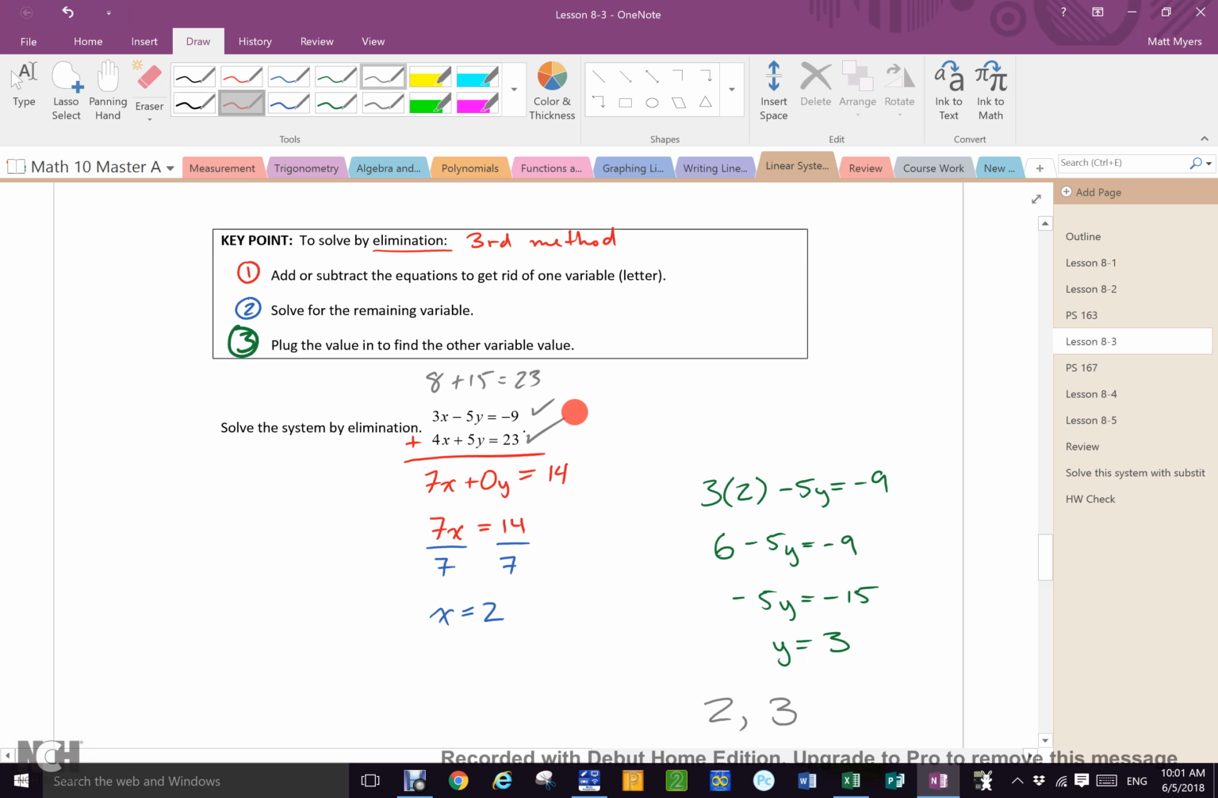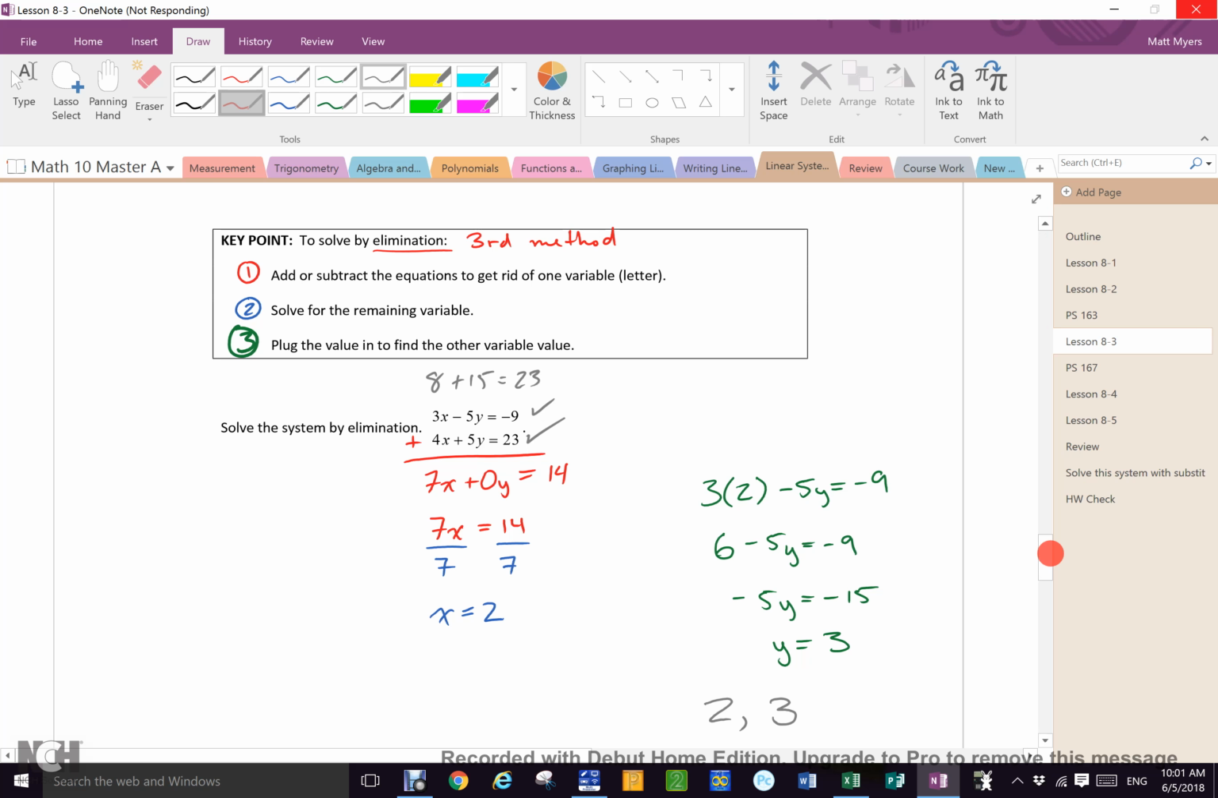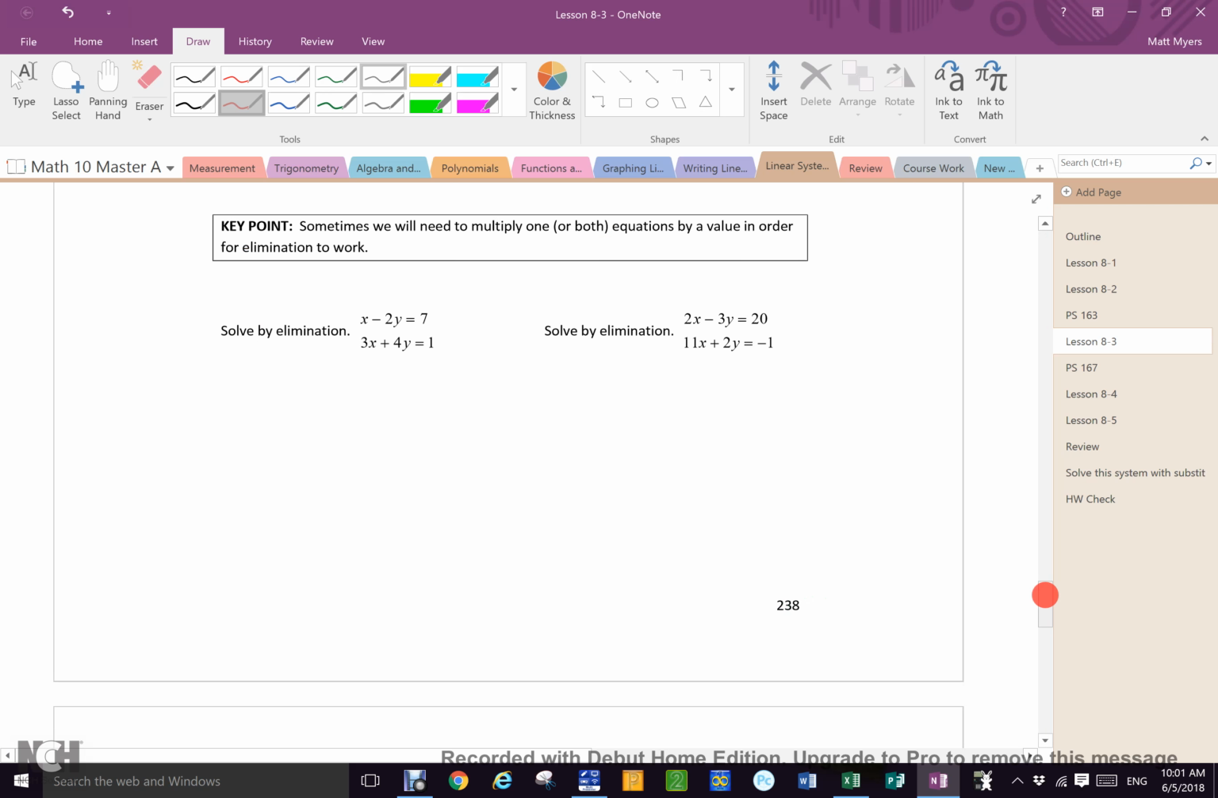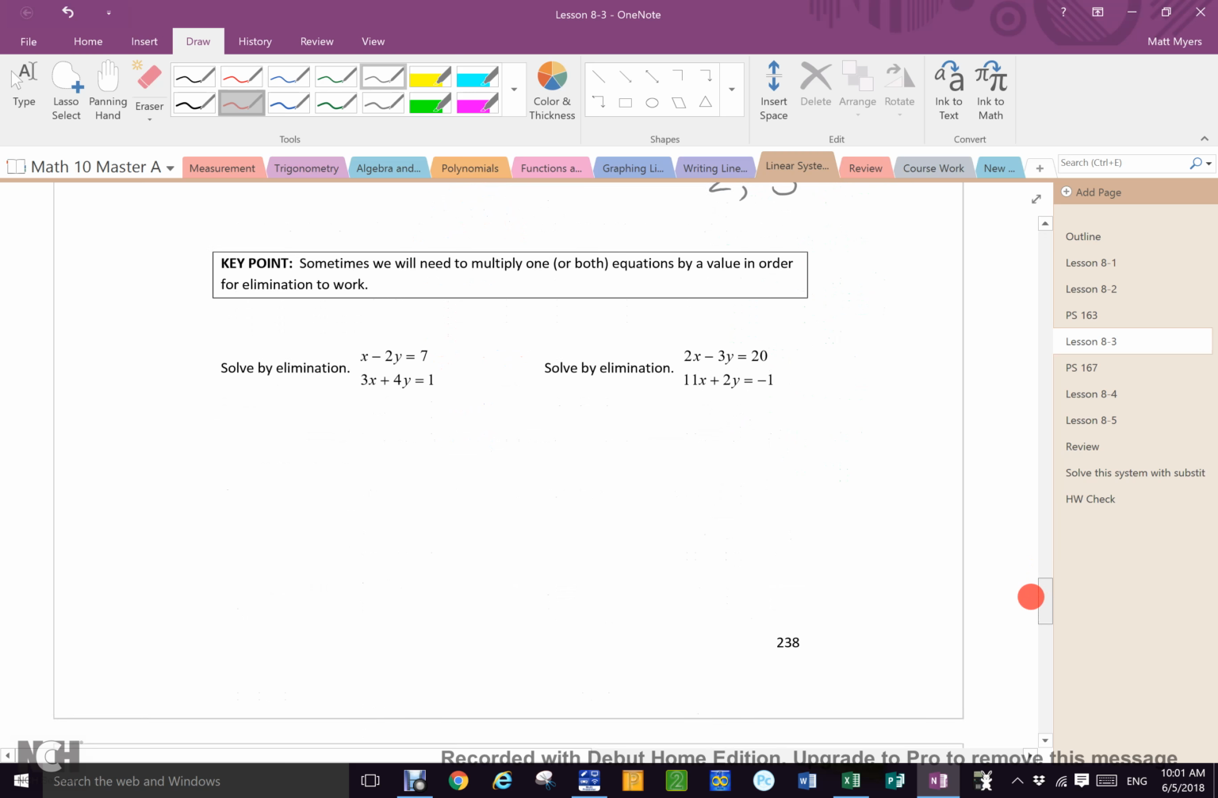Any questions? Of course not. We will move on. Go to the next page. Not next page, I lied, just the bottom here.